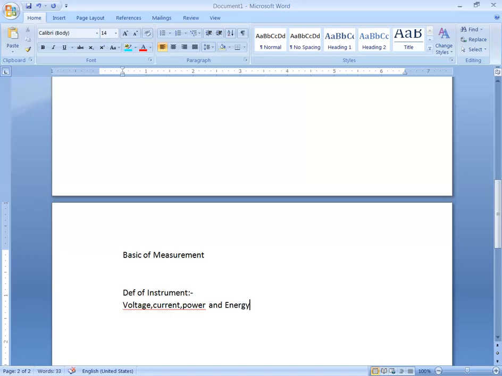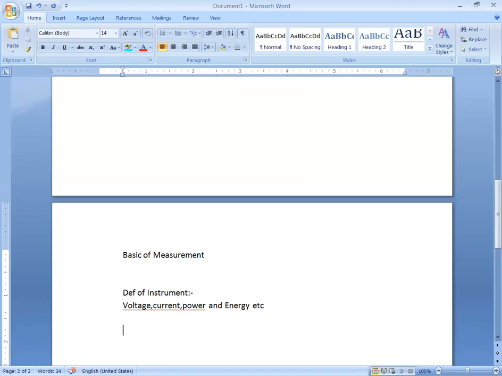What is the definition for the instrument? An instrument is a device in which we can determine the magnitude or value of the quantity to be measured. What are the measuring quantities? Voltage, current, power and energy, etc. These values are the measuring quantities.